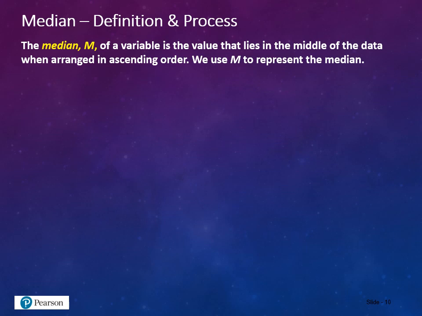Now let's look at another concept of central tendency, and that's the median. The median, which we denote by the capital or uppercase letter M of a variable, is the value that lies in the middle of all the data when all of the data is arranged in ascending order from lowest to highest. We use M to represent median.